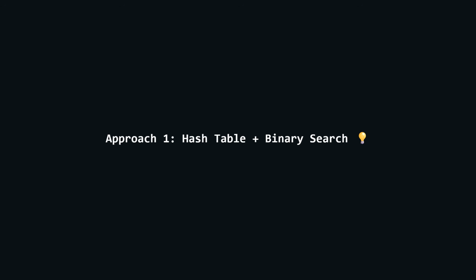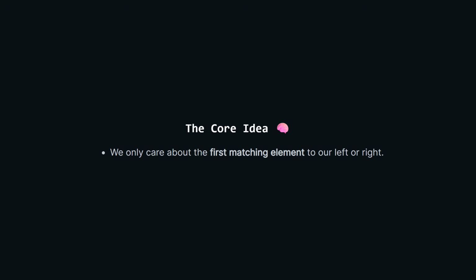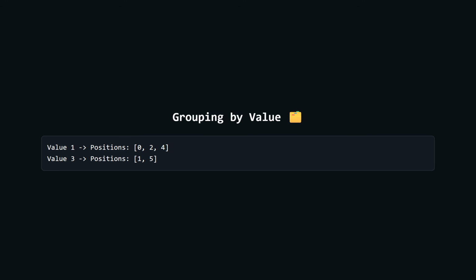Let's look at our first approach for solving this efficiently. It uses a hash table and binary search. Big realization here is that we don't need to check every single matching number in the whole array. We only care about our immediate neighbor to the left and our immediate neighbor to the right. To find neighbors quickly, we can group all the positions of each number together into a dictionary.